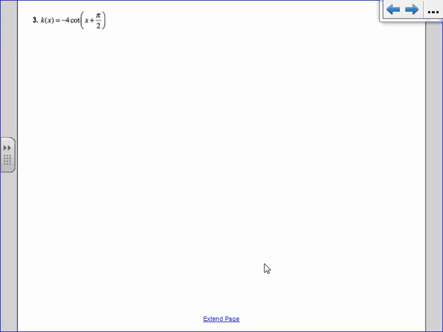Okay, one last problem. So this next one, when you have cotangent of x plus pi over 2, that means I'm going to go left pi over 2. I'm going to have a vertical stretch by 4. And I'm going to reflect over the x-axis.